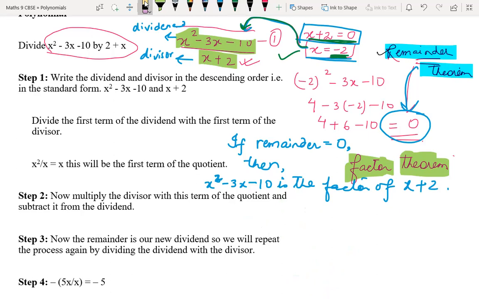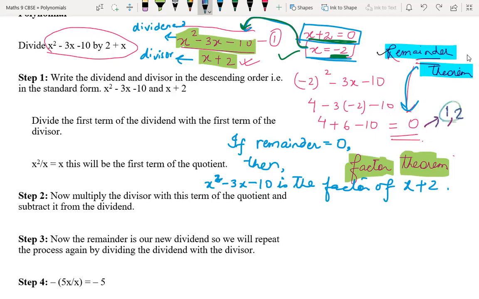If it is not 0, if it is coming any number, any integer, suppose 1 is coming, 2 is coming, then this is not the factor. This is not the factor because it should be completely divisible, right? Factor means remainder should be what? 0. Hope it's clear to everyone. Is it clear? Yes, sir. Satvik, is it clear to you? Yes, sir. All right, fine.